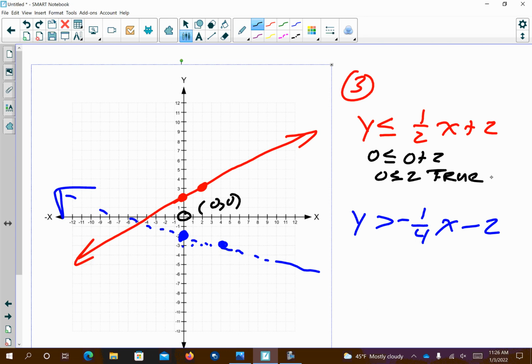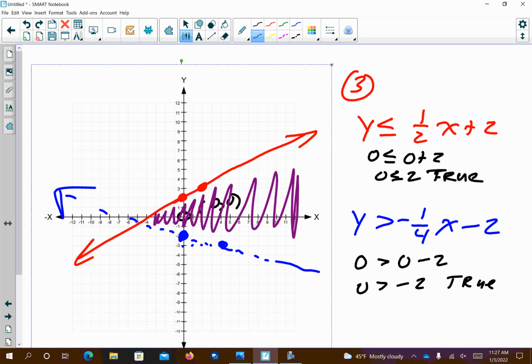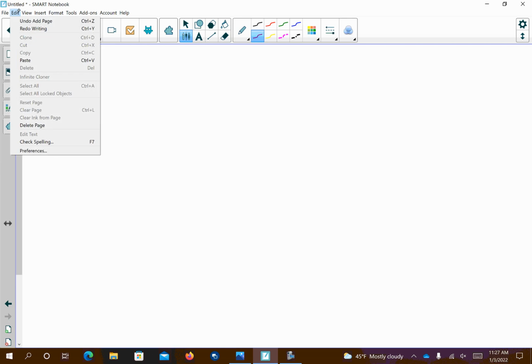Okay, so that means that the 0, 0 is in the right location underneath the red. So if you plug in the other one, 0 is greater than negative 1/4 times 0 is 0. 0 is greater than negative 2. That's also true. So that means I'm going to shade the region that 0, 0 is in. Okay, I didn't have to do any overlap, but that's our region. Notice we're not really worried about where they are crossing each other. We're just worried about what region.